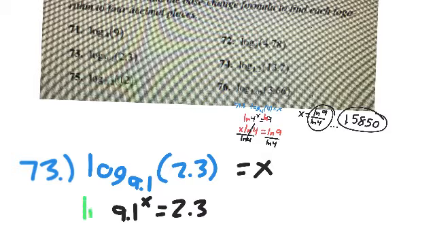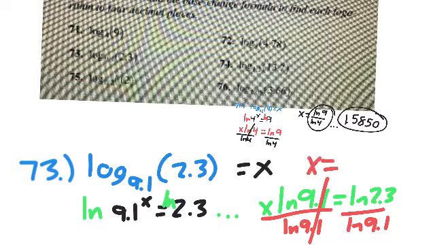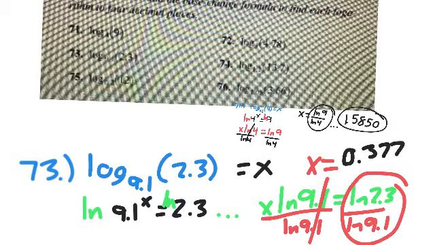Then we would take a natural log of both sides. On the left, I can bring the x out front as being multiplied. That would give me x natural log of 9.1 equals the natural log of 2.3. Then divide by the natural log of 9.1. That tells me x equals, and again, this would be the exact answer, natural log of 2.3 divided by the natural log of 9.1, which if I make that into a decimal, I get 0.3772, rounded to four decimal places.